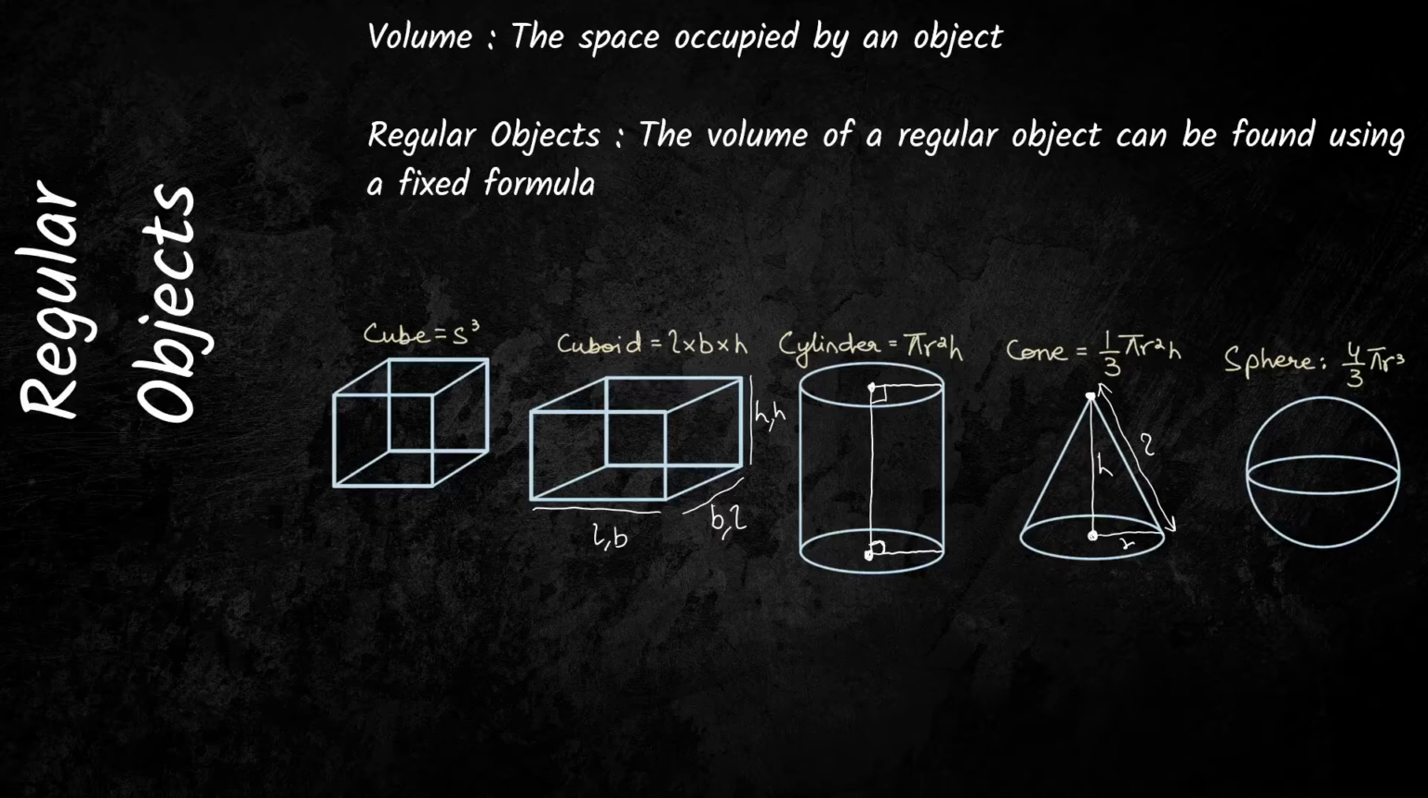The height of an object or the height of any shape will always be perpendicular to its base. And that's how you can figure out the height. And the formula for a cone is 1/3 pi r squared h. So it's essentially 1/3 of the volume of a cylinder.